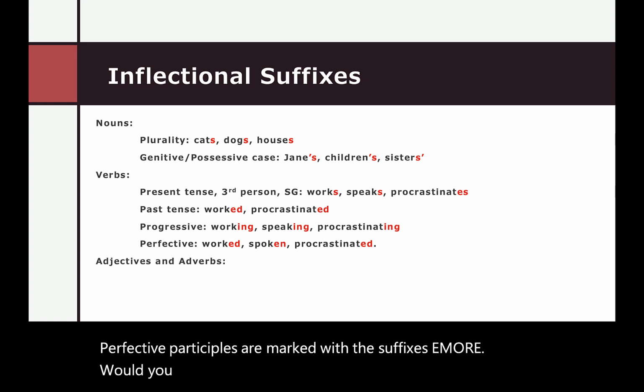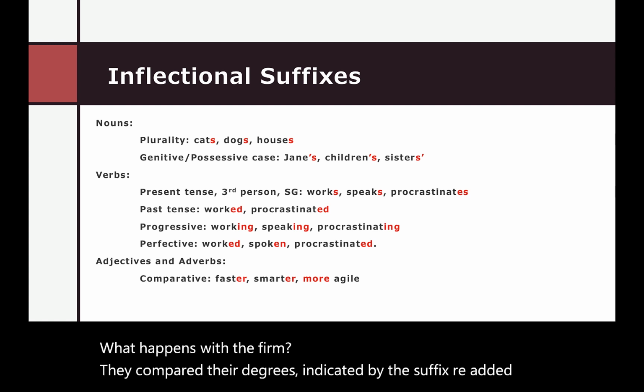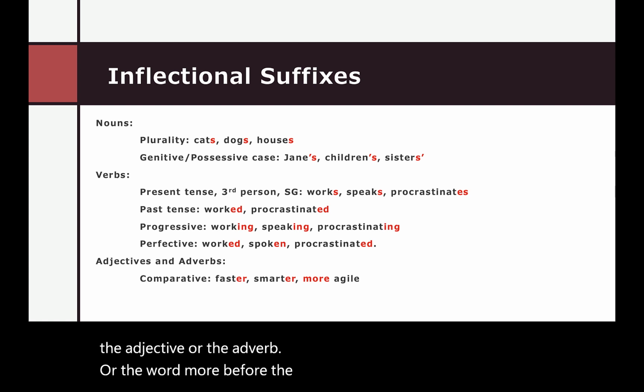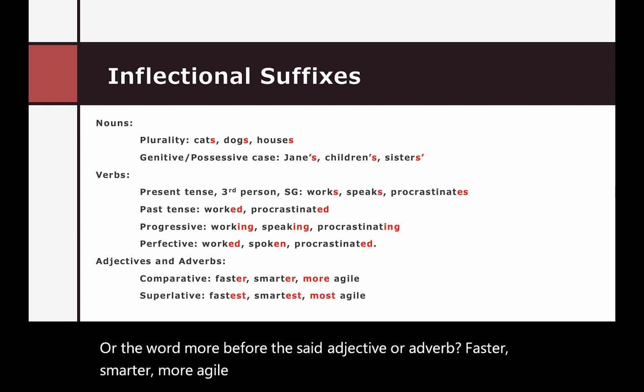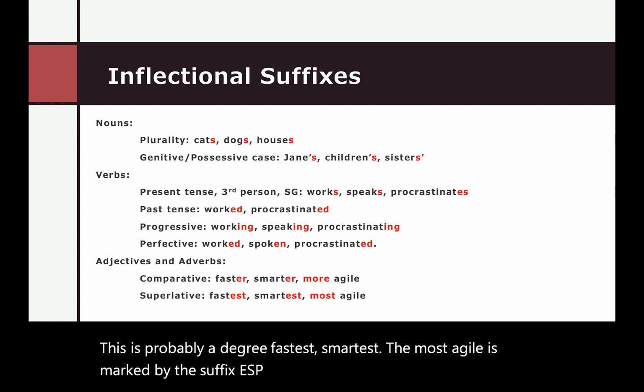Adjectives and adverbs can both be inflected to show the superlative and comparative degrees. The comparative degree is indicated by the suffix "er" added to the adjective or the adverb, or the word "more" before the said adjective or adverb. Faster, smarter, more agile. The superlative degree, fastest, smartest, the most agile, is marked by the suffix "est" or the word "most."